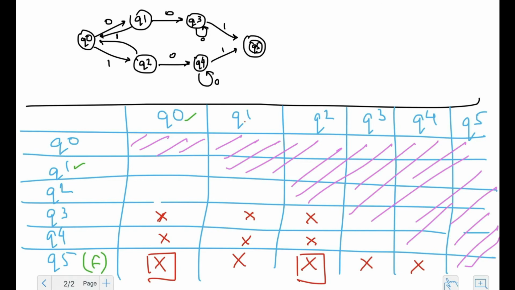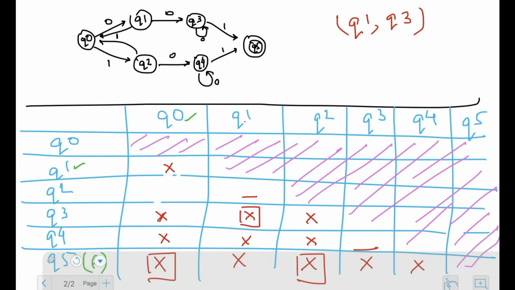So at this point now, what I have is I have this right here, Q0, Q1, I have Q0, Q2, I have Q1, Q2, and I have Q3, Q4, which are still unmarked. So what I do is for Q0 and Q1, I can now check. So on 0, Q0 goes to Q1. So let me just write it down here. Q0 goes to Q1, and from Q1 on 0, I go to Q3. So what I need to check is whether this pair is marked now. So I check whether Q1, Q3 is marked, which is right here. So it is marked, which means that I can also mark Q0 and Q1. So let me just do that. So I mark this as well.